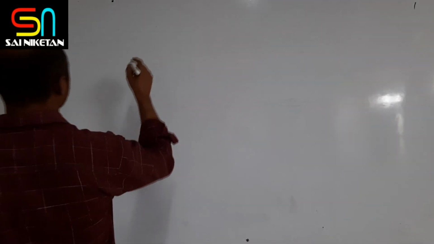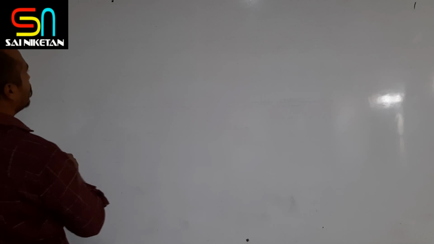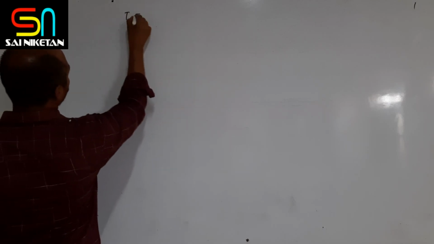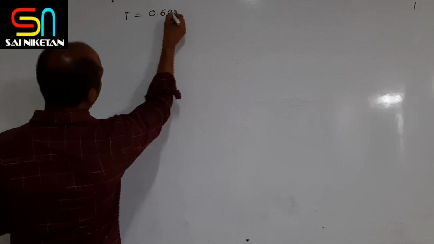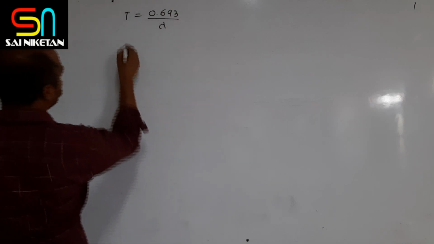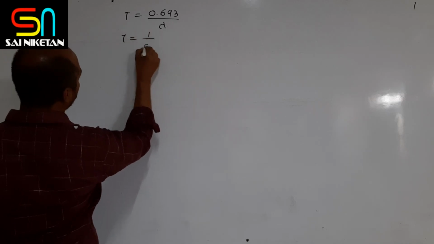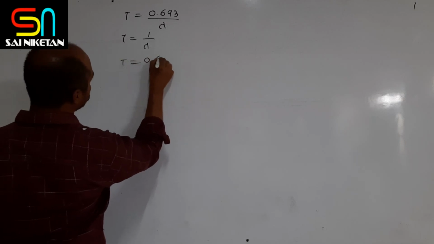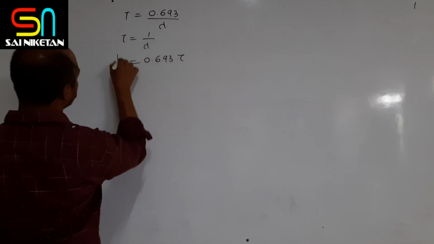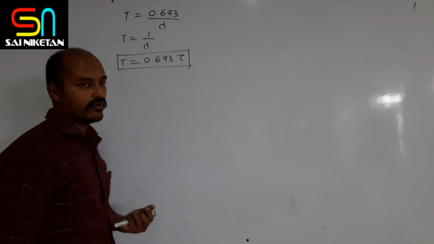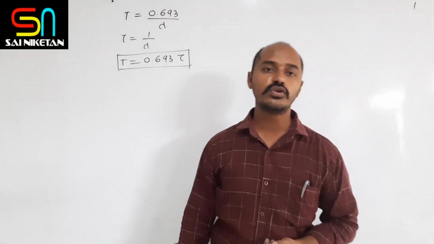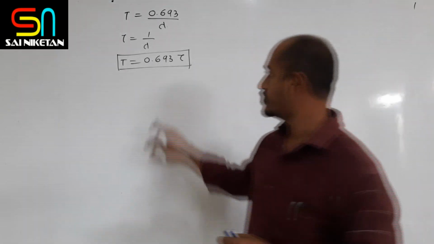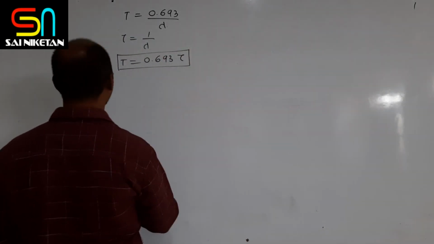So now we have studied mean life and half life. Half life is indicated by T and is equal to 0.693 divided by lambda, and mean life is given by tau is equal to 1 by lambda. Combining these two equations, we will get T is equal to 0.693 tau. So this is the relation between mean life and half life, that is T is equal to 0.693 tau. So remember this relation.